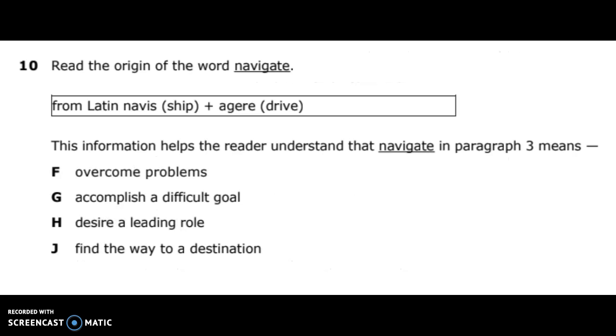10. Read the origin of the word navigate. From Latin, navis, ship, plus agere, drive. This information helps the reader understand that navigate in paragraph 3 means F. Overcome problems. G. Accomplish a difficult goal. H. Desire a leading role. J. Find the way to a destination.